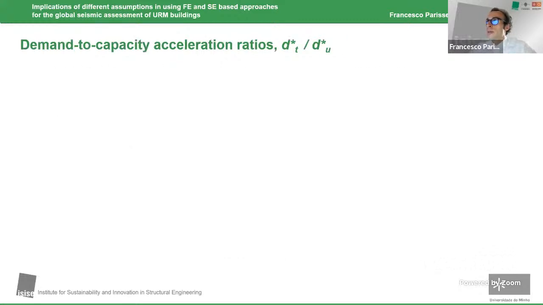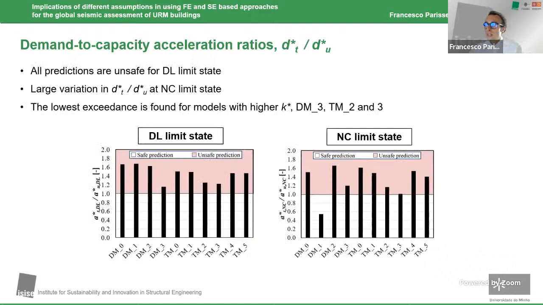Moving to the demand to capacity acceleration ratios, in this case, the pink area is the unsafe area of the prediction. And we can see that the vast majority of the predictions are on the unsafe side, except DM1, which is the one coming from an unsuitable set of assumptions. And moreover, we have a higher variation in the near collapse limit state than in the damage limitation limit state.